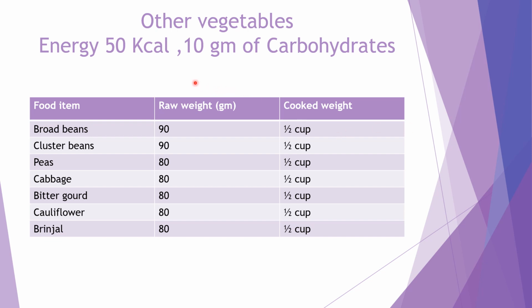Or common cups measurement is there. Other vegetables which we commonly use are broad beans, cluster beans, peas, cabbage, bitter gourd, cauliflower, brinjal. Raw weight is there. So broad beans, 90 grams, or when it is cooked, half cup, provides 50 calories and 10 grams of carbohydrate.